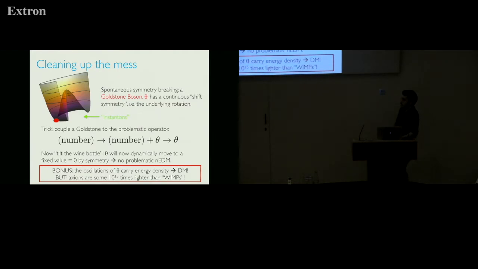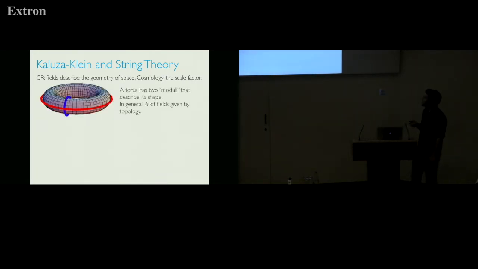I'm also interested in other types of axions. And we come to thinking about these by thinking about Kaluza-Klein theory and string theory. So in general relativity, we're all well aware that we use fields to describe the geometry of space. So in cosmology, the scale factor is a field, and the scale factor describes the size, the geometry of space. In the last talk, we had some discussion of topology, so here's some more. A torus requires two fields to describe its geometry. It has two moduli that describe the shape.